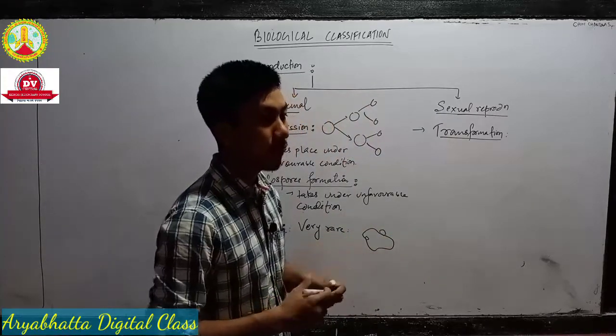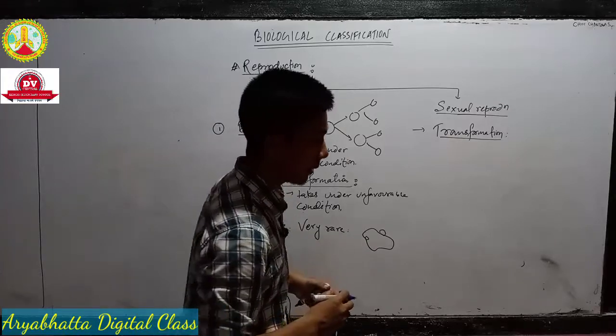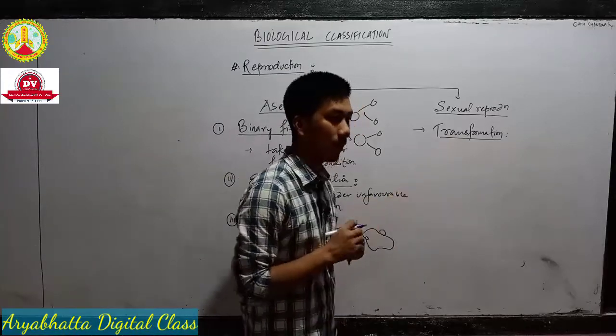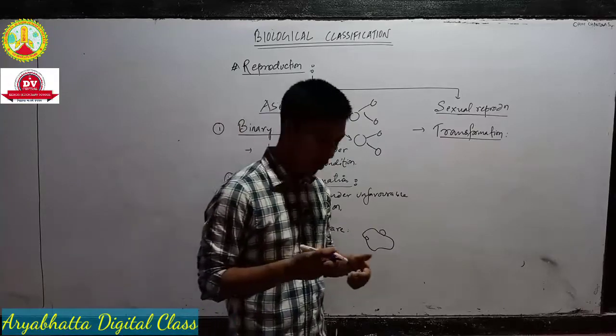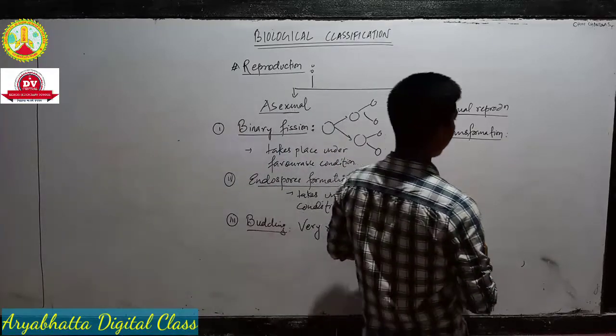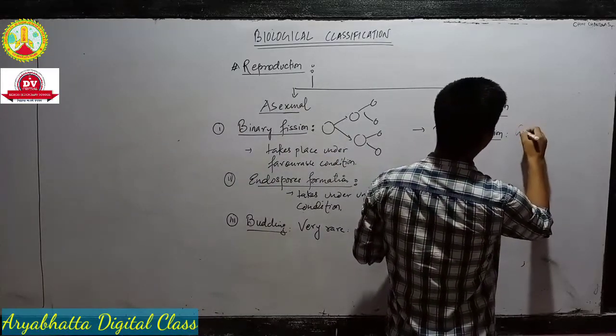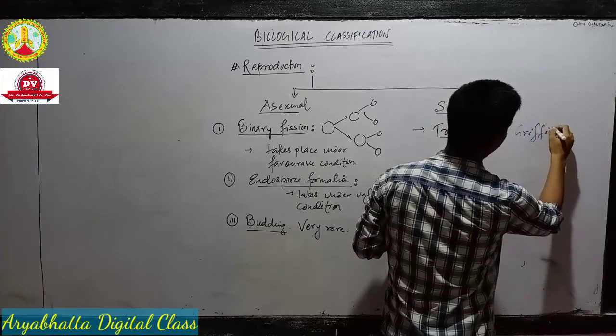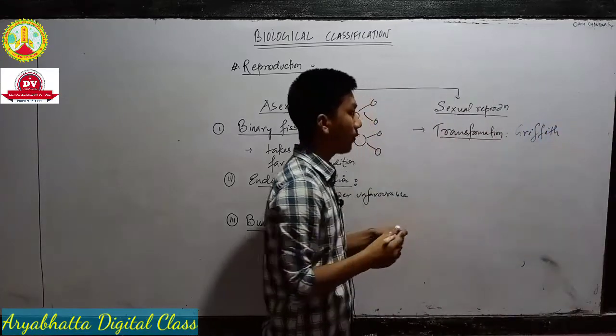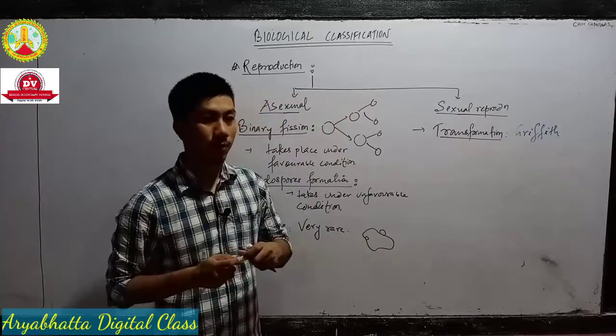ट्रांसफॉर्मेशन में क्या होता है? First of all, we need to know the scientist's name. यहाँ पे एंट्रेंस पॉइंट ऑफ व्यू से इट इज़ इम्पॉर्टेंट, यहाँ से क्वेश्चन आते हैं. So transformation was first proposed by Griffith. इस साइंटिस्ट का नाम है ग्रिफिथ. So he was the man behind who first proposed transformation.